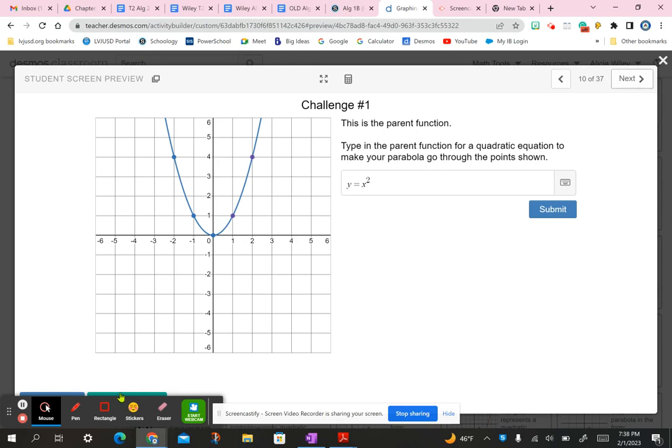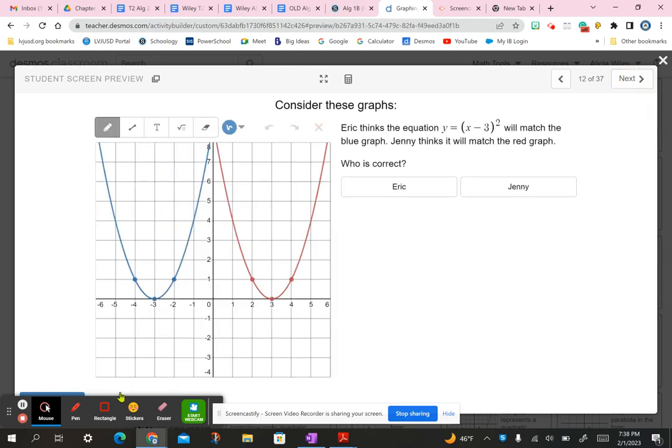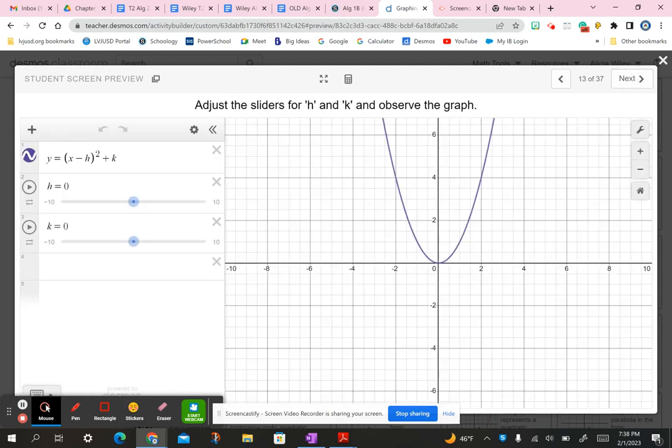So if we go to the Desmos activity here, one of the things you were looking at is, as we change the h value, what happens to our graph? So what happens to our graph when I change the h value to something bigger, like 1 or maybe even 2? If I change the h value to a positive 2, our graph moves to the right. Not only does it move to the right, but it moves to the right 2 places.